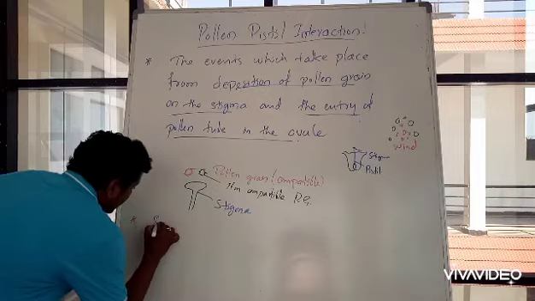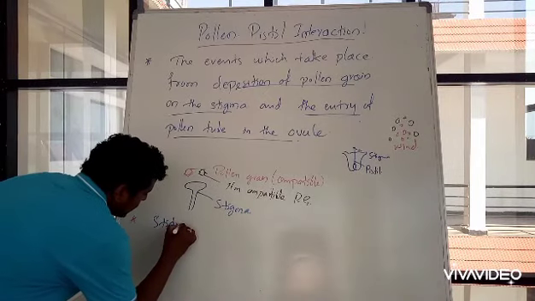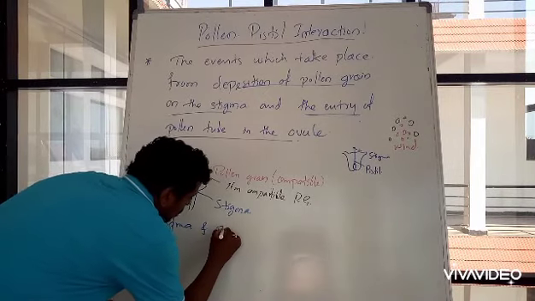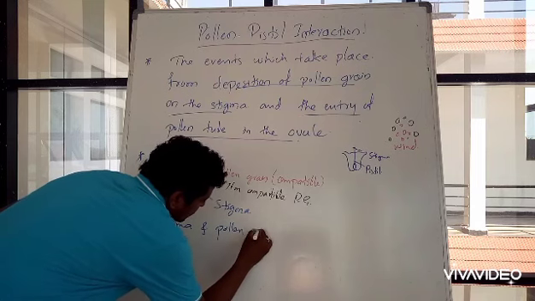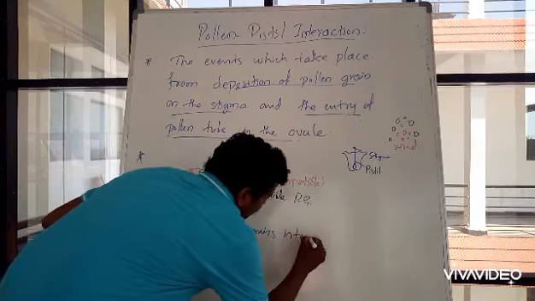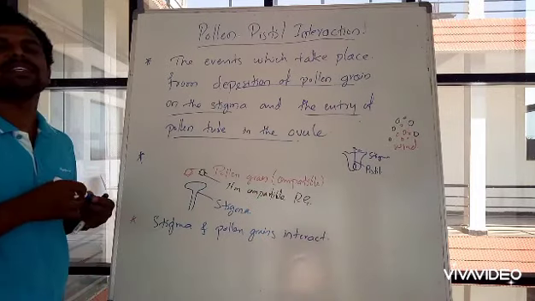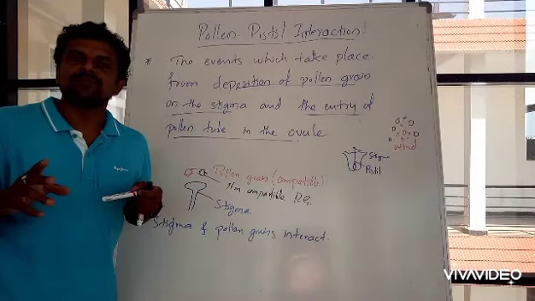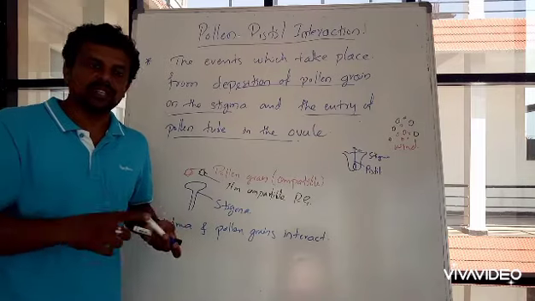The stigma and pollen grains interact. That means they talk to each other. For example, they talk to each other.